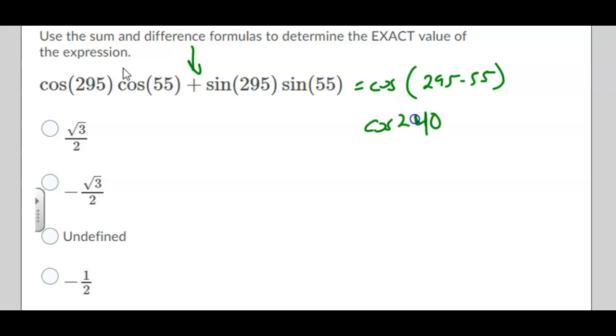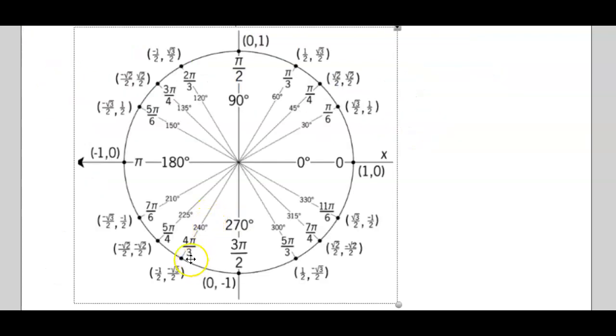What that means is we go to our unit circle and look at 240. What is cosine? Negative 1/2.